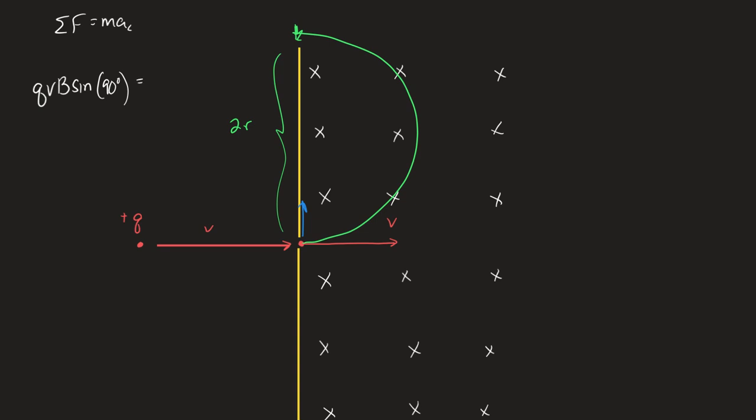That has to equal M, and you did either V squared over R or omega squared over R, but I think for this one, V squared over R makes appropriate sense since we were given the velocity of the particle. Now, yes, we've related the variables together, but do you notice that one of the V's cancels out? So QB equals MV over R.